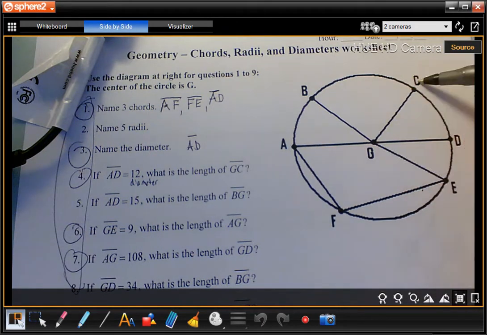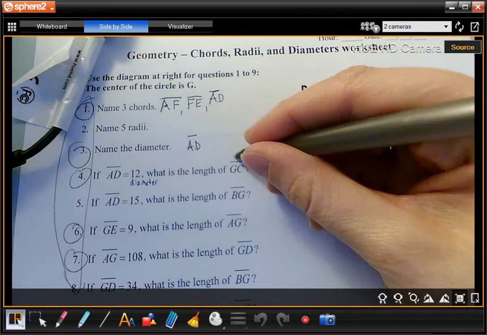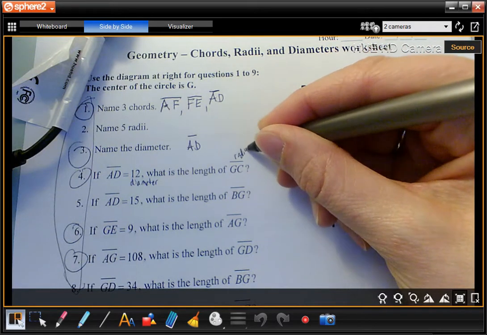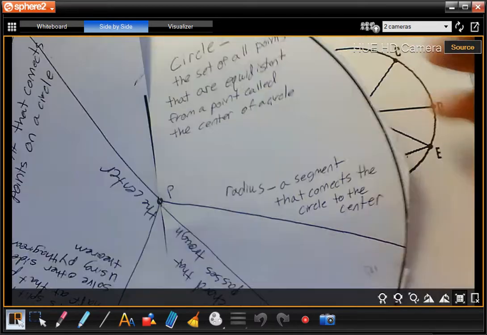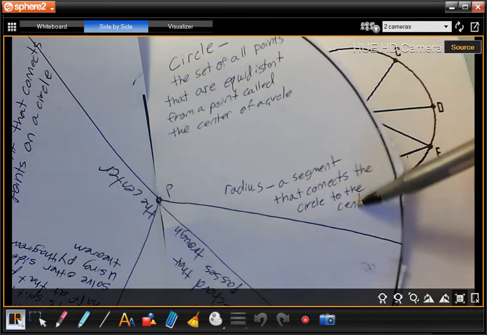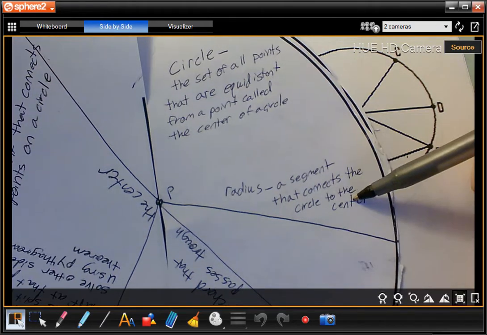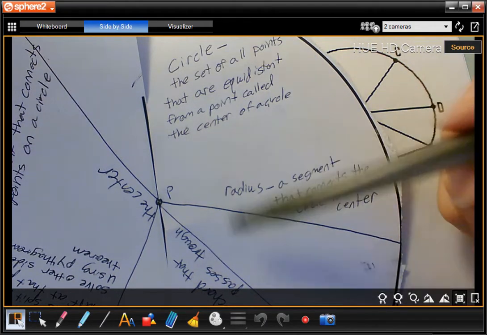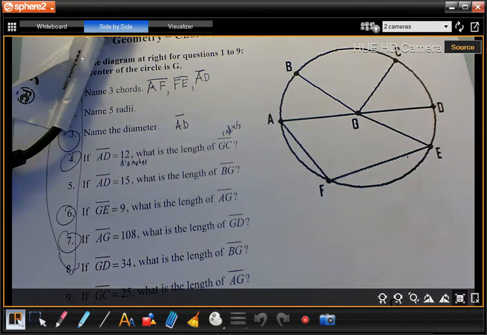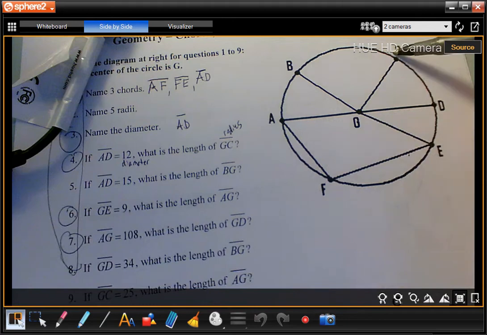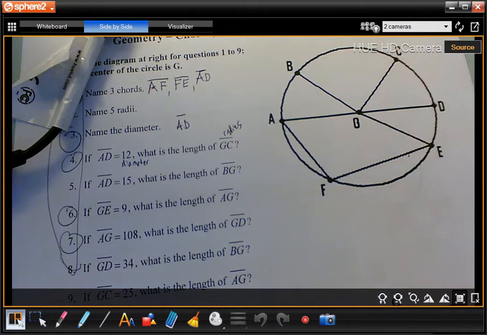And then what is the length of G to C? Now if I look, G to C is a radius. So I might make a little note of that. And if you remember from your notes over here, a radius is a segment that connects the circle to other lines, but also, and you can write this in here too, the radius is half the diameter. Radius is half the diameter. So G to C is a radius. No, it's not a radius attached to this particular diameter, but they all have to be the same length. So G to C would have to be 6.